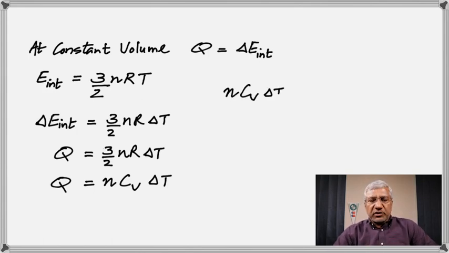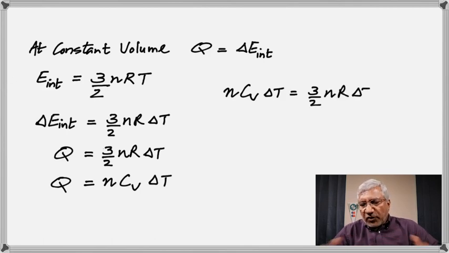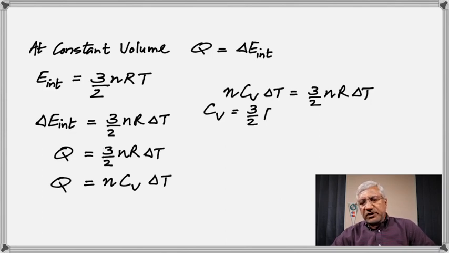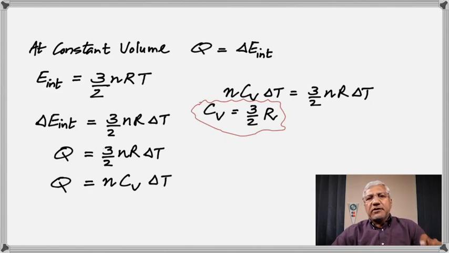We can now put these two equal to each other because the left-hand sides are equal. And that will give us this formula. And you can cancel out the n's, which will give us Cv is 3/2 R. Very important. Specific heat at constant volume for an ideal gas is 3/2 R. What is the specific heat at constant pressure? Well, do remember that Cp is Cv plus R. So if you add R to this, you're going to get 5/2 R.